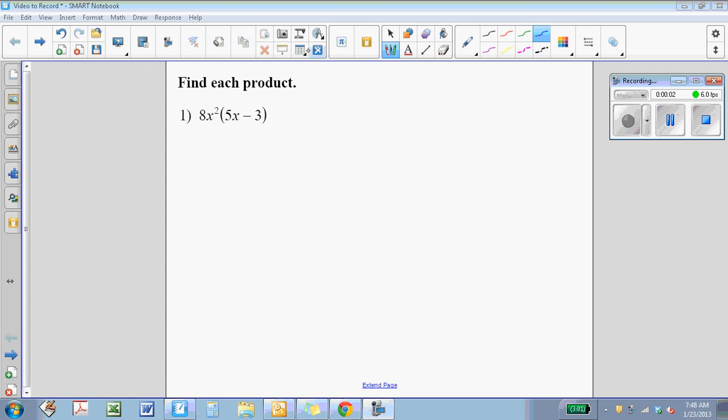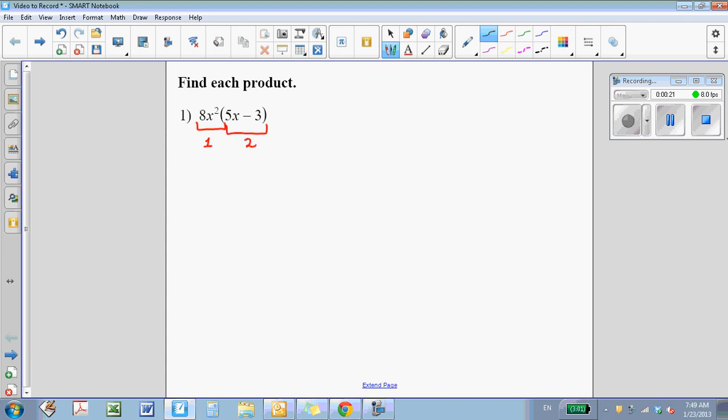Alright, so what I'm going to show you in this video is how to use the area model that we use to multiply two numbers to multiply two polynomials. So first, take a look at the number of terms that we have when we're multiplying each polynomial. So here we just have 8x squared, which is one term, and here we have 5x minus 3, which is a polynomial that has two terms.